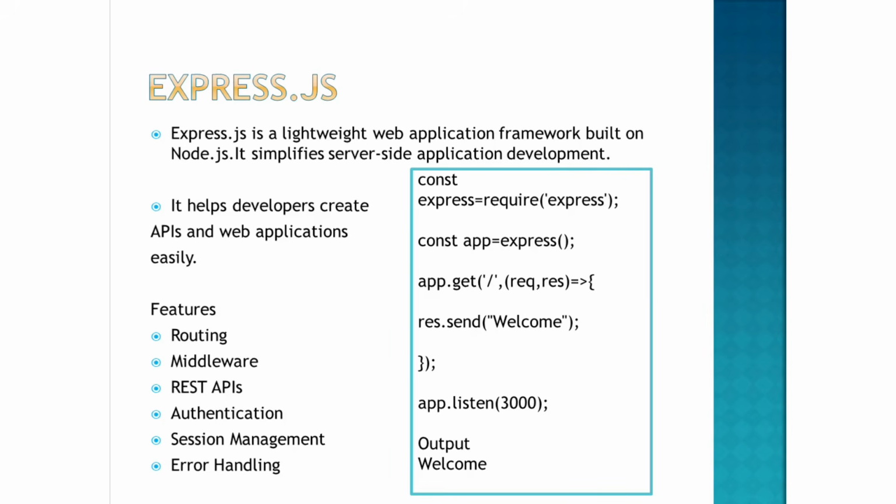Let's understand the code shown here. First, we import Express using require('express'). Then we create an application using the express() function. The app.get defines the GET route for the home page, right? Inside the route, res.send with a welcome message sends the welcome to the browser. Finally, app.listen starts the server on port 3000. When we open the application, the output displayed is welcome.